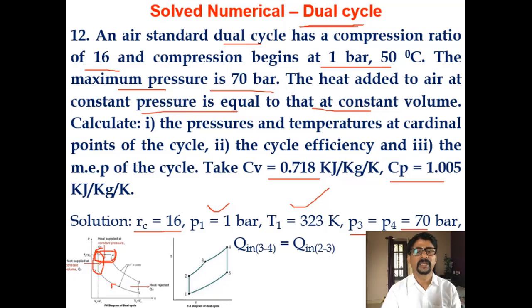And also he had a very interesting line here. The heat added to air at constant pressure, that means Q in during the process 3 to 4, is equal to that at constant volume, which is Q in during the process 2 to 3. So I use the suffix inside the bracket to indicate 3 to 4 as the constant pressure process, because I will know that 2 to 3 is the constant volume process and 3 to 4 is the constant pressure process. I hope you understand and it will be easy for you to express also. This is what is given: the heat added to air at constant pressure is equal to that at constant volume.